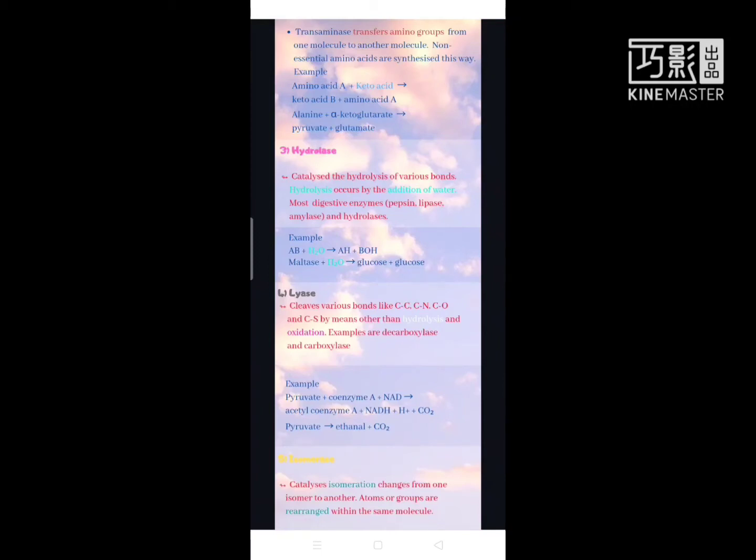The fifth class of enzyme is isomerase. Isomerases catalyze isomerizations, meaning atoms or groups are rearranged within the same molecule. For example, glucose 1-phosphate after rearrangement will become glucose 6-phosphate in the presence of the catalyst phosphoglucomutase.